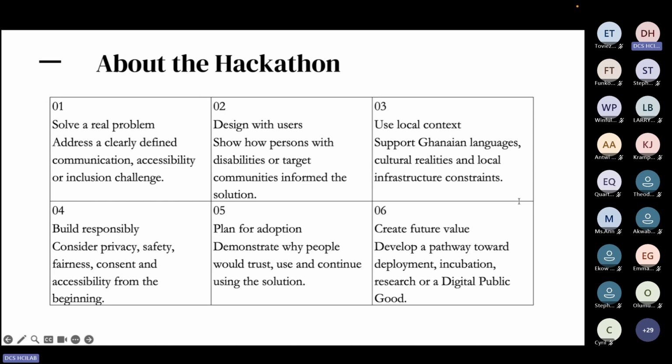And then last but not the least, create future value. Develop a pathway towards deployment, incubation, research, or digital public goods. These are all things that are expected from your solutions. There should be a future plan. There should be a plan for adoption. You should build responsibly. You should use local languages, design for target users, and most importantly, solve a real world problem.